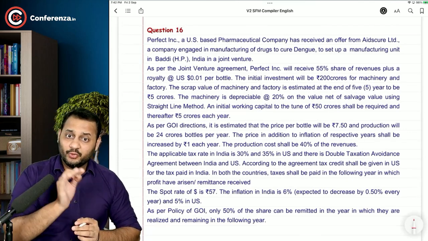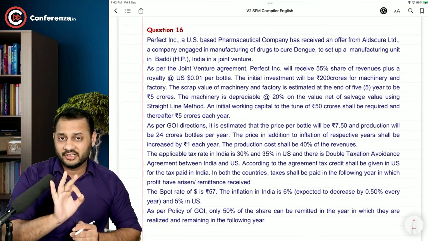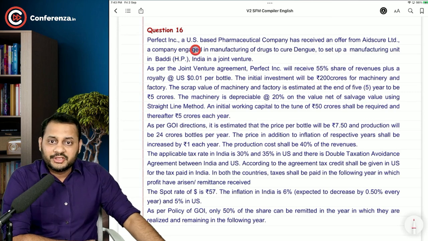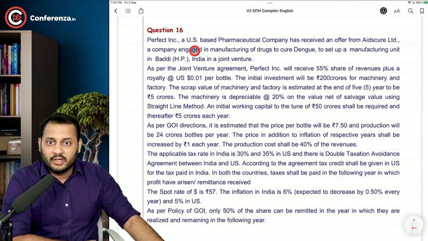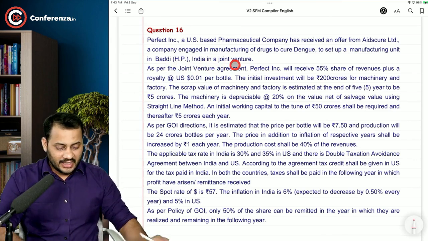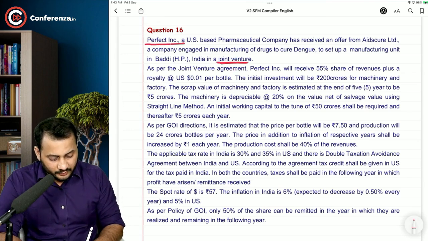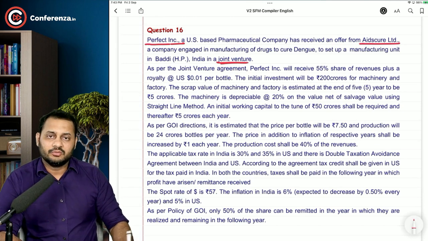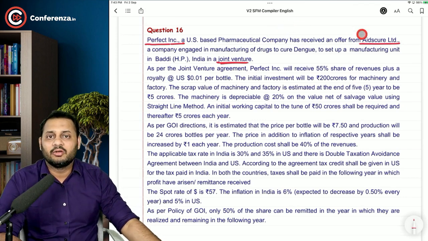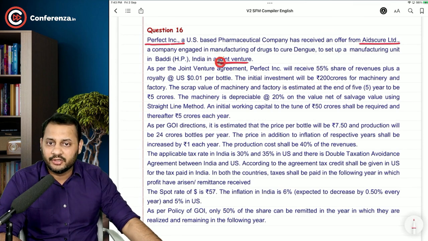Perfect Incorporation is a US based pharmaceutical company. Third question continuously, where a US based company is coming to India. Perfect Incorporation, a US based pharmaceutical company, has received an offer from Edscure Limited, a company engaged in manufacturing of drugs to cure dengue, to set up a manufacturing unit in Baddi, Himachal Pradesh, India, in a joint venture. So this is a kind of a joint venture between Perfect Incorporation and Edscure Limited. Perfect Incorporation will do all the investment and Edscure Limited will work on that. So both of them have come into a joint venture.